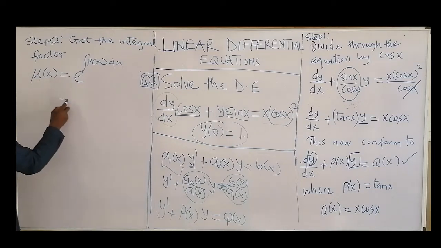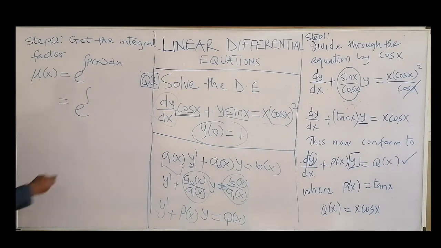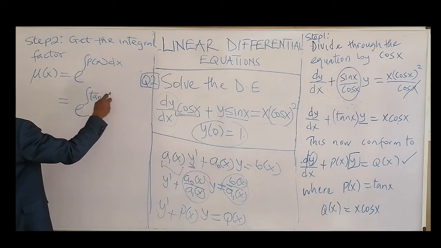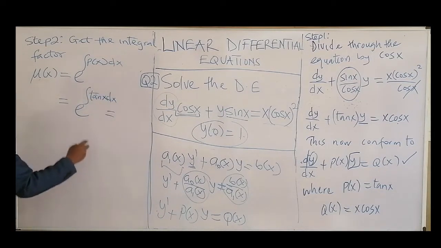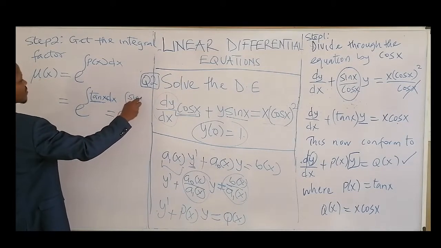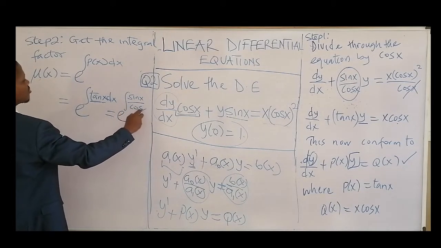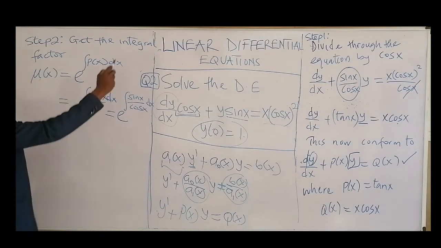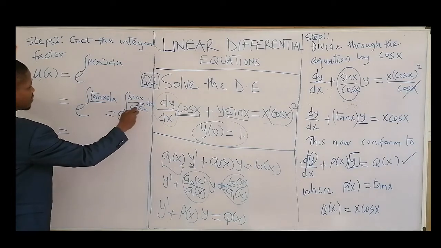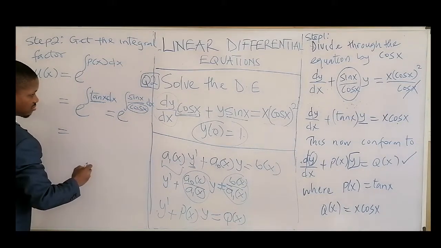Let's plug in what we have. My p of x is tan x dx. And don't forget, we don't have a direct table for tangents, so there'll be a need for us to split it. Tan is sine over cos. Then the next thing we do is the derivative of cos.